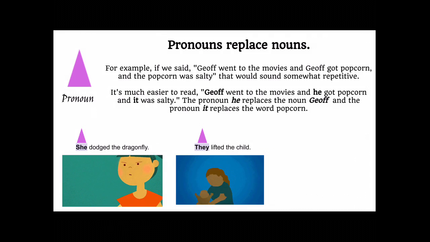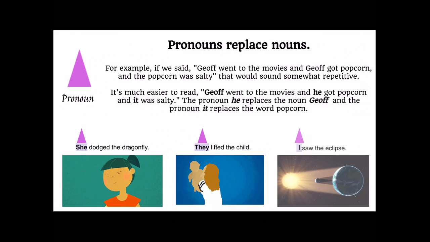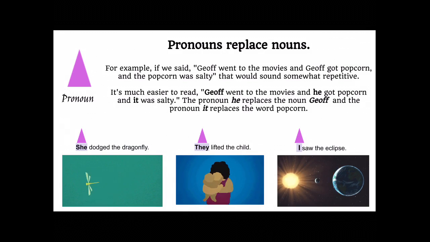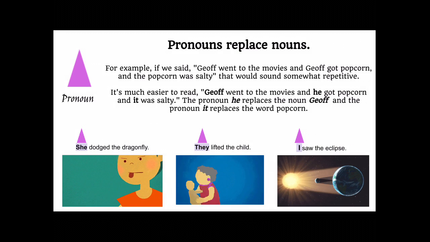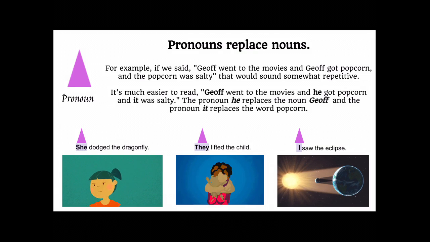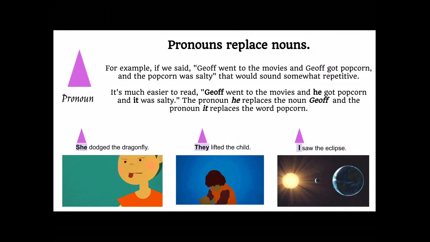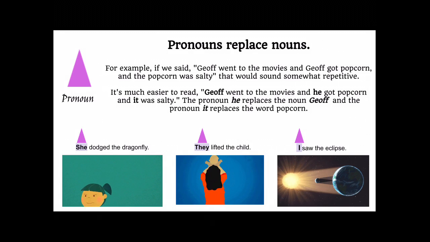They lifted the child. They is a pronoun for a group of people or an indefinite person. I saw the eclipse. I is a pronoun. It describes myself. Pronouns are important too because they are an important marker of gender, and it's how oftentimes people identify themselves. It's important to be conscious of, and you should be aware of what pronouns people prefer. It's something that we've probably encountered in our lives and in school, and something to be mindful of.